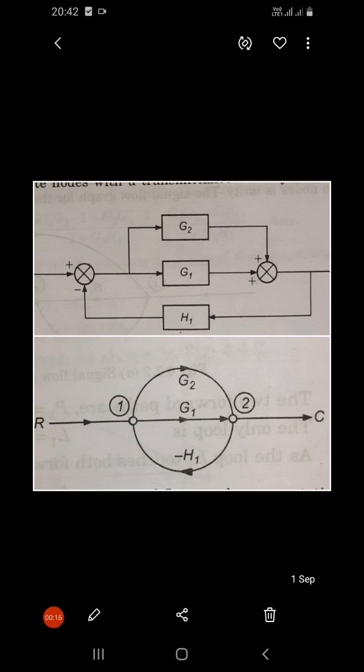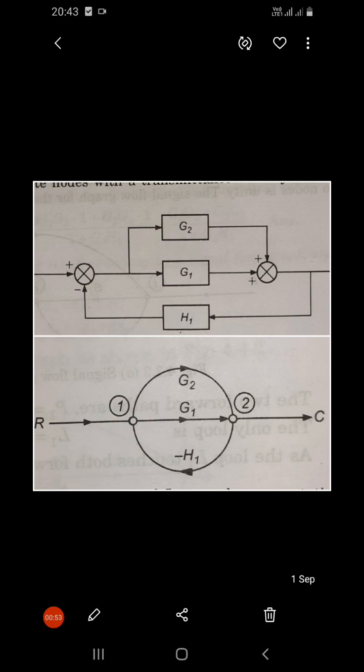When we want to draw a signal flow graph from a given block diagram, the adjacent summing points and takeoff points are represented by a node, and the block transfer function is represented by a line joining the respective nodes. The direction of signal flow is indicated by an arrow on the line.